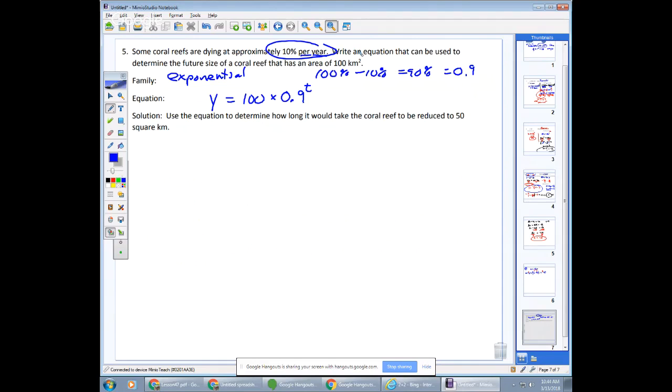So we put 50 in for y, equals that. Yeah, I'm with you. Okay, then what? And then I should take 100 off both sides. That's the problem. How do you undo multiplication? Divide. Yeah, so it's dividing by 100. That's going to give us 0.5 equals 0.9 to the t, and now you can use your logs to finish it off.